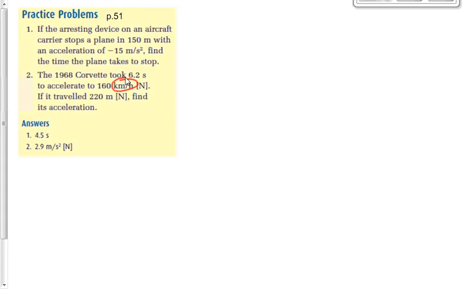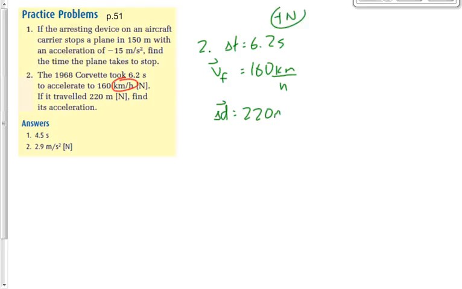All right, we got a time here of 6.2 seconds. We got a velocity of 160 kilometers per hour, which we're going to want to convert in a minute. Is that VI or is that VF? It accelerates to 160 kilometers per hour, so it's VF, definitely VF. The displacement is 220 meters. The directions of both are north, so we might as well leave north as positive. We want to find the acceleration.